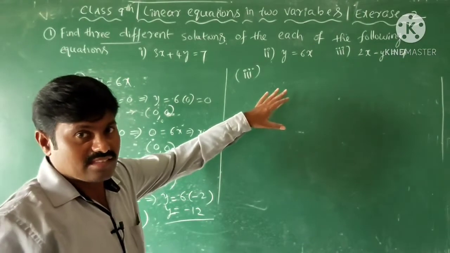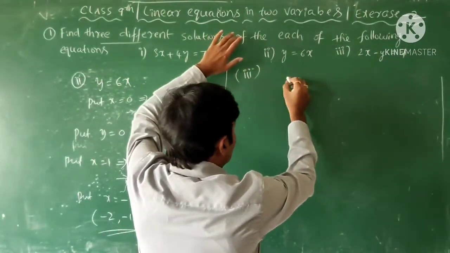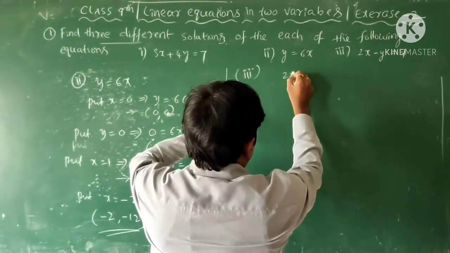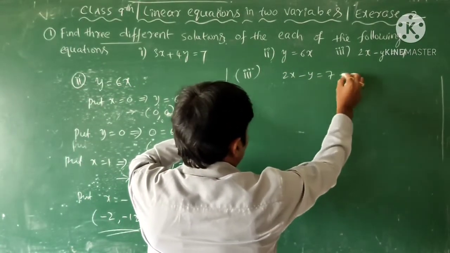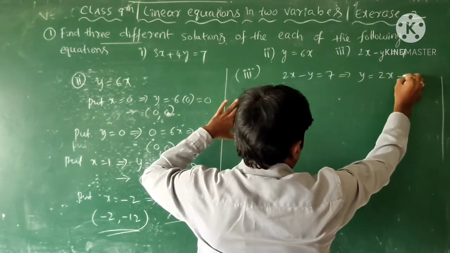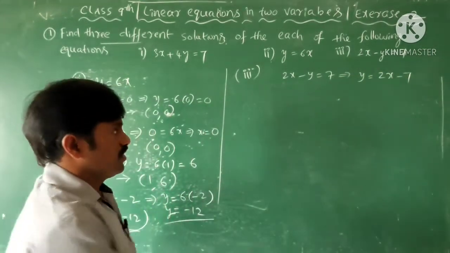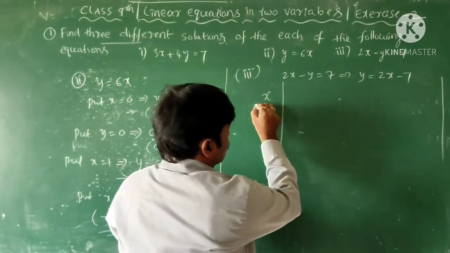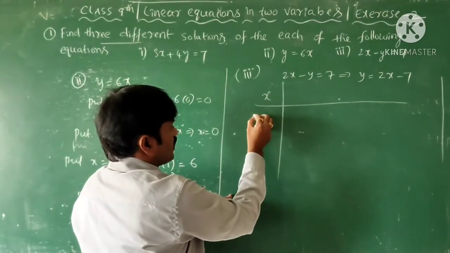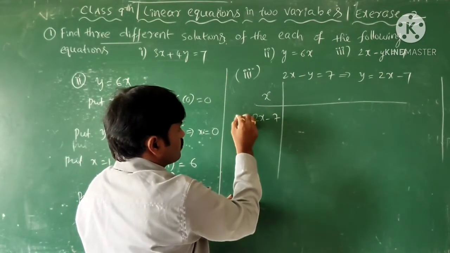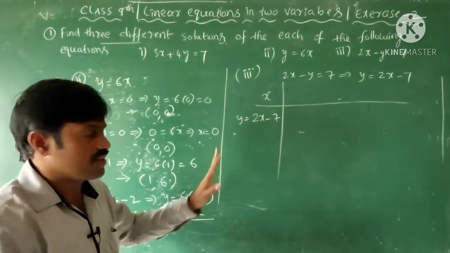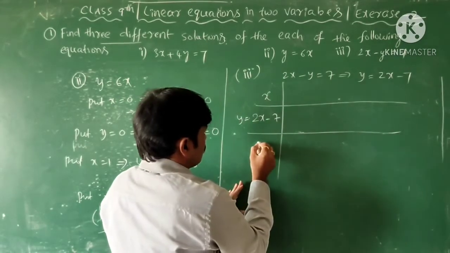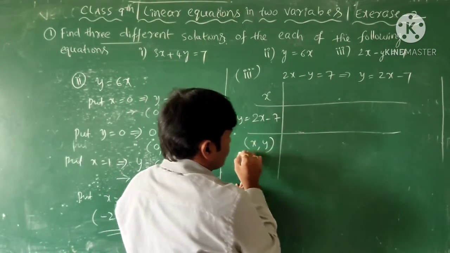In another way also we can solve the same questions. This is the way. Write y as the subject like this. Then by substituting the values we will get like this. Here 2x minus y is equal to 7. From here y is equal to 2x minus 7. Now see the first x values. Then what is the y value here? 2x minus 7 is the y value. Tabular form also you can make like this, and then we have to write the x comma y value. These are the solutions.